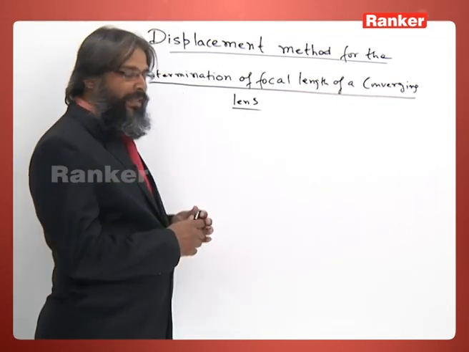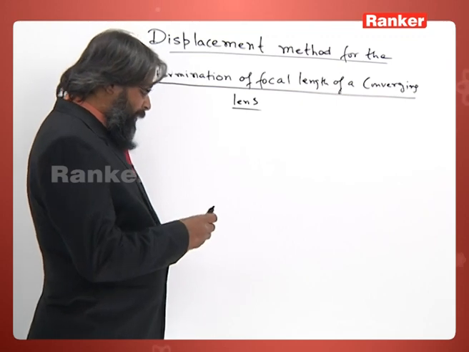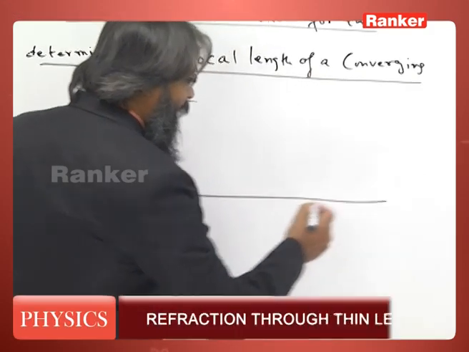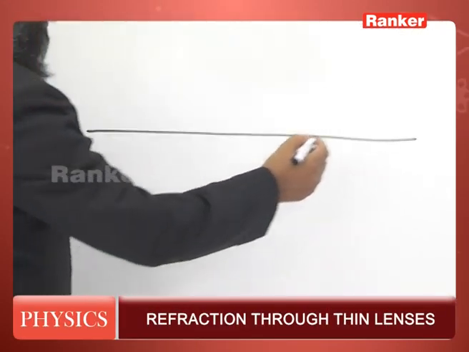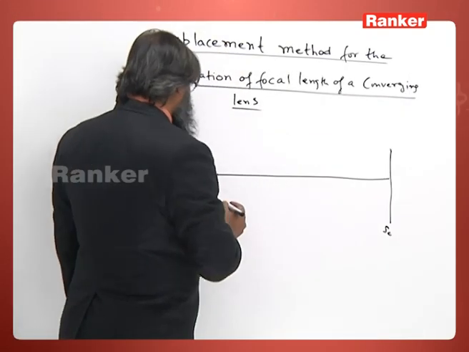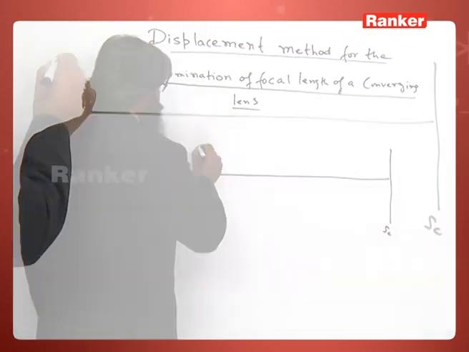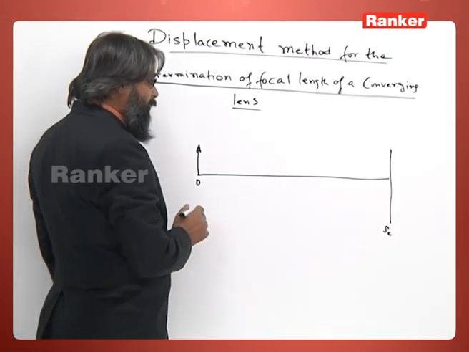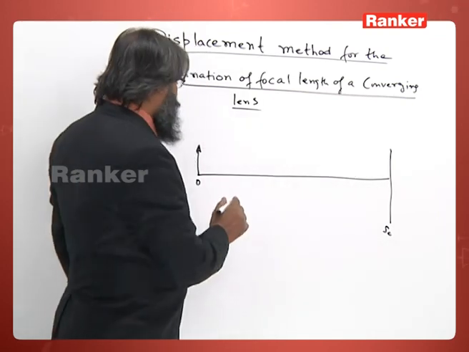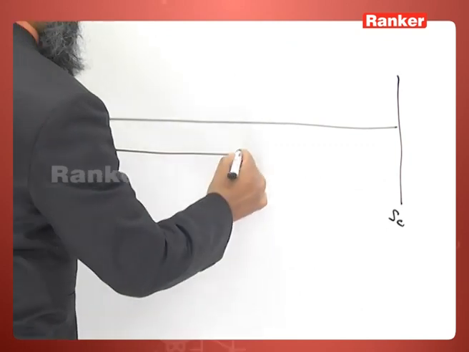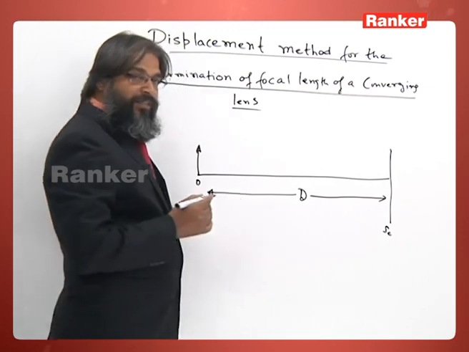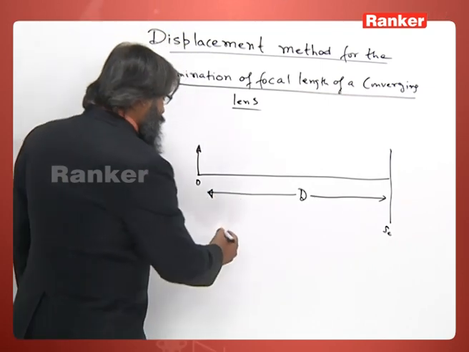This is in our practicals also. So, in this method what we do is we take an optical bench and fix a screen. We fix a screen here and an object. So, we take an object and a screen and keep it at a large distance on the optical bench and let this distance be denoted by D.